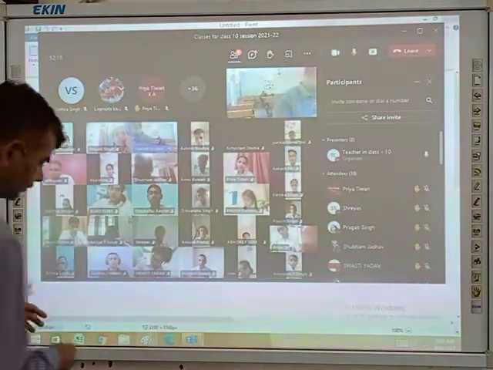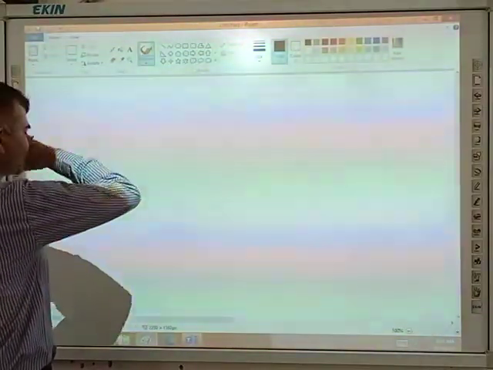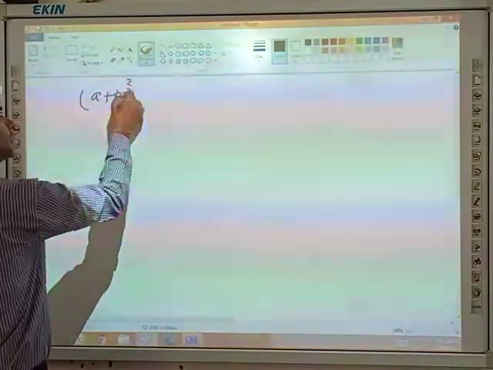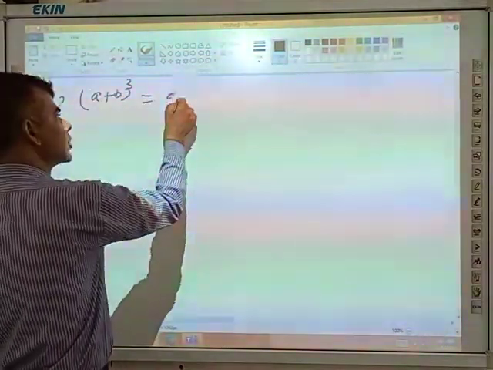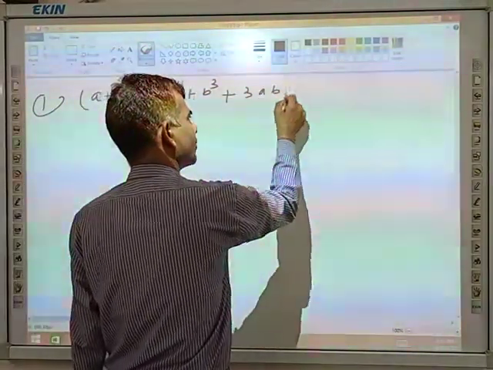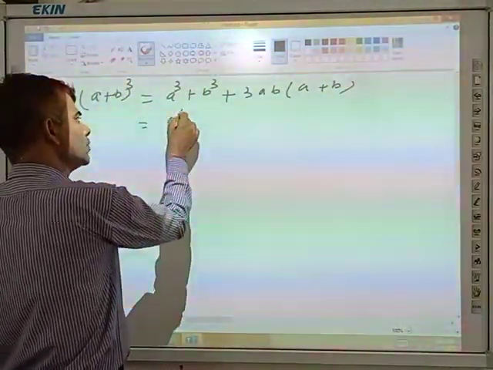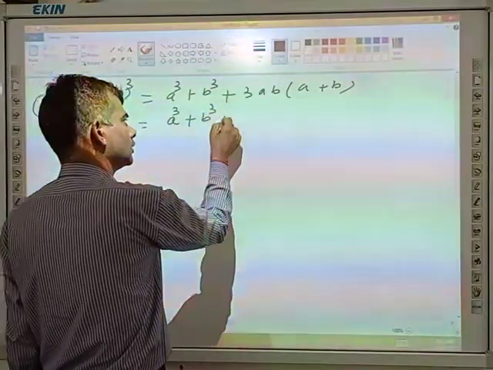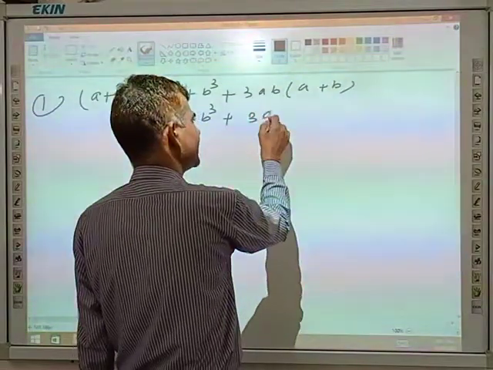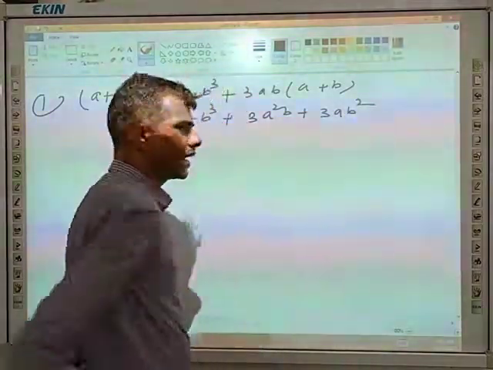Okay, students. Now, students, write the algebraic identity of (a + b) whole cube. It is a cube plus b cube plus 3ab(a + b). It becomes a cube plus b cube plus 3a square b plus 3ab square. Students, any doubts, any problems?